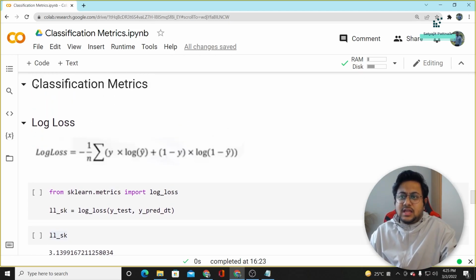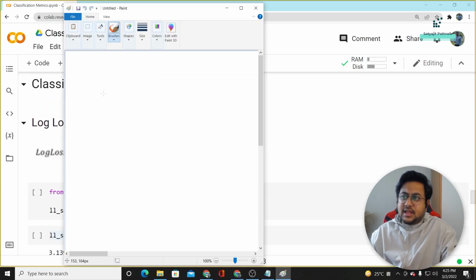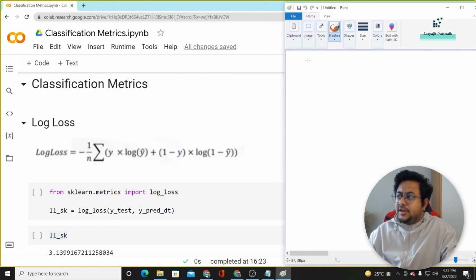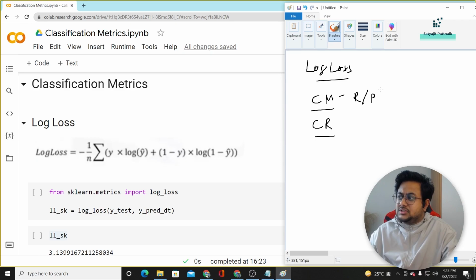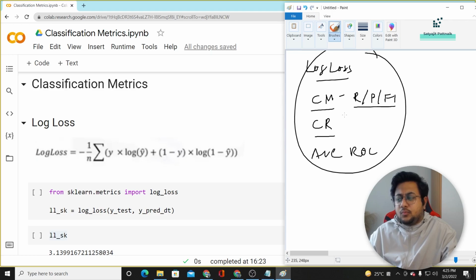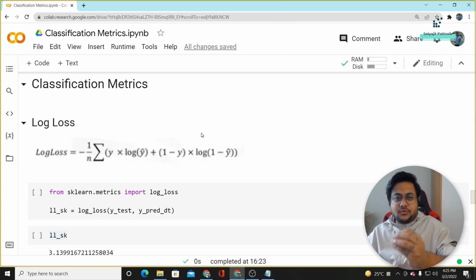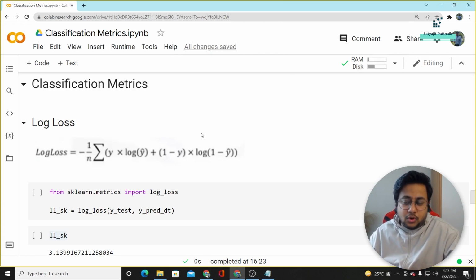These are the metrics that I will talk about in this particular video. One is going to be log loss. One is going to be confusion matrix. One is going to be classification report. In the confusion matrix itself, I'll talk about recall, precision, and F1 score. And we'll also talk about AUC, ROC. And which one of them is good, which one of them is not good, I will also tell you on the go. Now, log loss is the first type of classification metric that I am going to focus on.